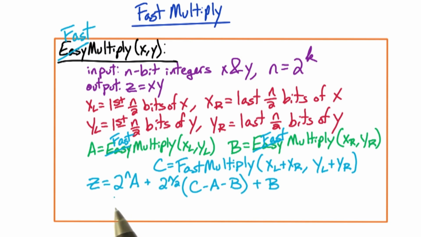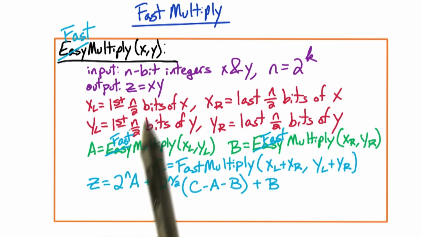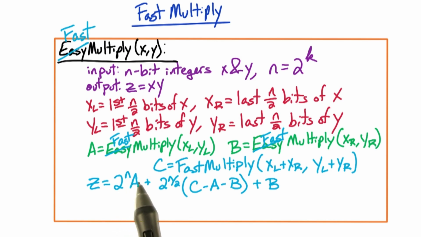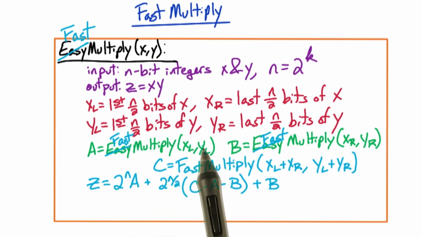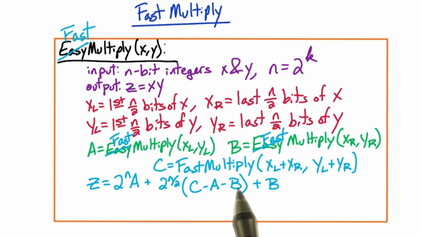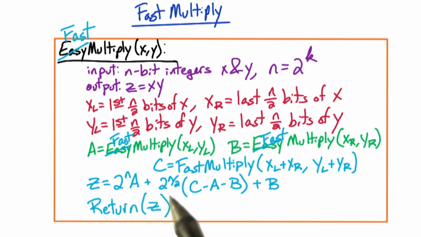Now we utilize the expression from the last slide. z, the product of x times y, is equal to 2 to the n times a, which is xl times yl, plus 2 to the n over 2 times the quantity c minus a minus b. This is where we're utilizing Gauss's idea. Finally, we add in b. Then we return z, which is equal to the product of x and y. This completes our algorithm, and the key fact is that now we have 3 subproblems that we're recursively computing.